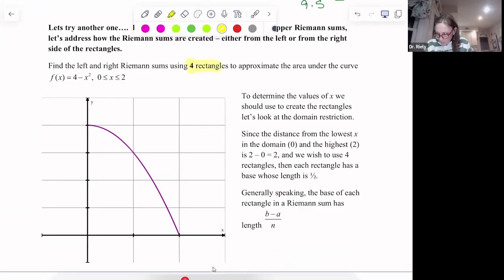So you can see what's going to happen to get my rectangle lengths. This is what you do. You take your 2 minus the lower, the 0, because I'm looking at my A and my B. And then I said I wanted to have 4 rectangles. So now I know that the width this way is always going to be 1/2. So that means I'm going to have to put the 1/2 mark here and then go up to the top and figure that out.